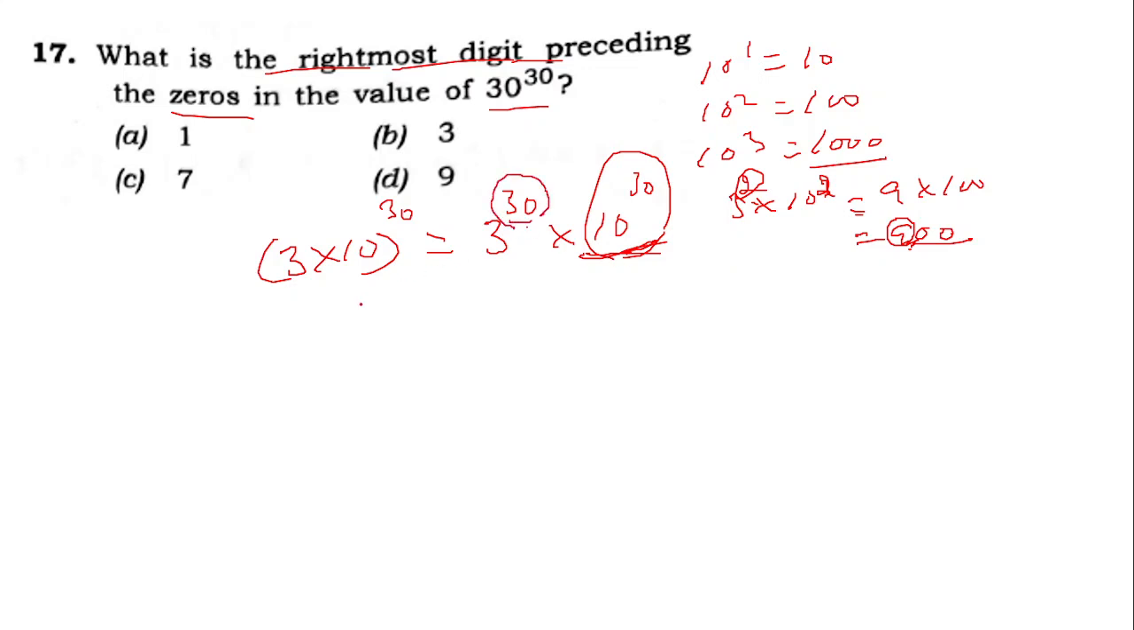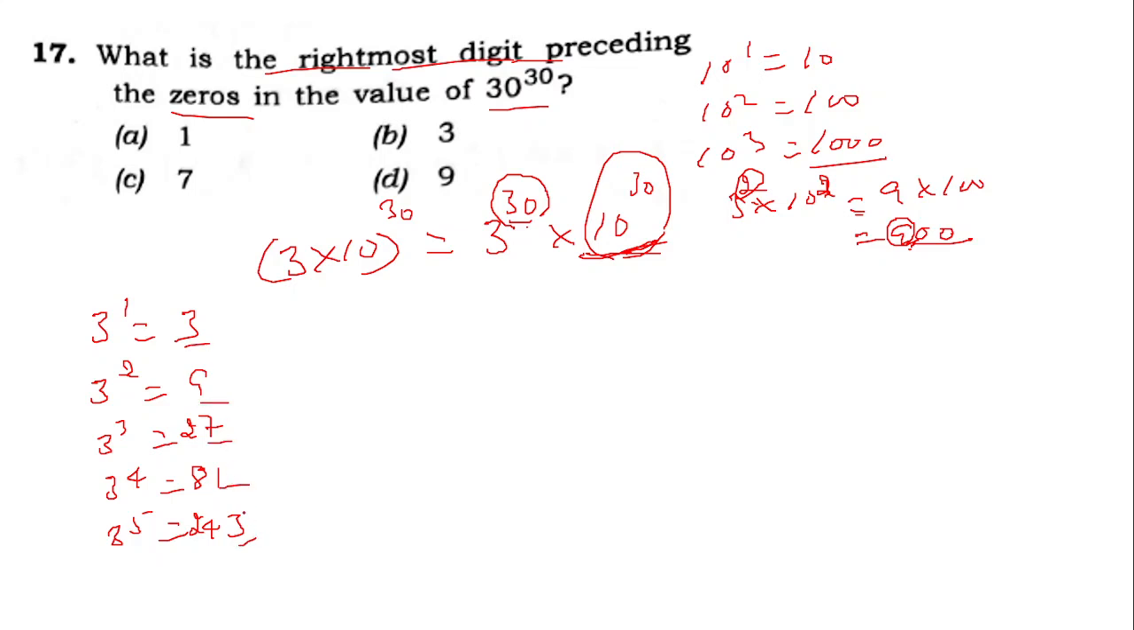How do I find out? This is quite simple. There is a concept called cyclicity of the unit digit. Let me just show you the basics. For example, 3 raised to 1 is 3, 3 squared is 9, 3 cubed is 27, 3 raised to 4 is 81, 3 raised to 5 is going to be 243. Now observe the unit digits: 3, 9, 7, 1. Again 3 is coming. Means this is a cycle involving 4 unit digits: 3, 9, 7, 1.